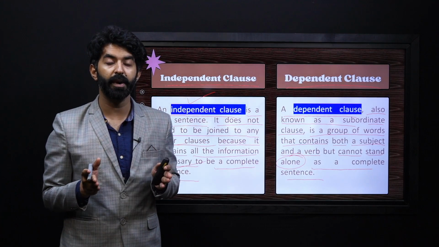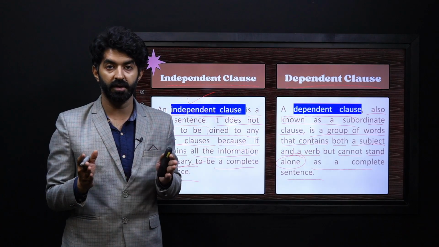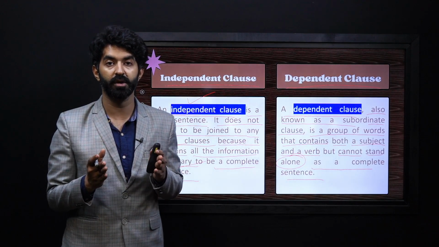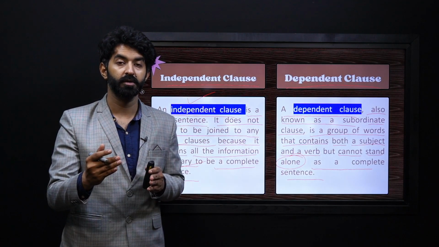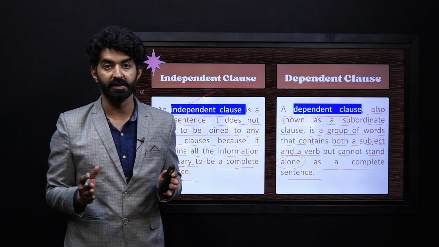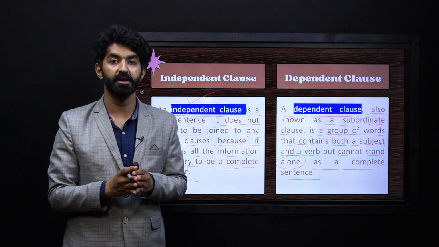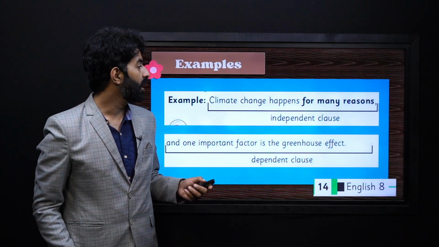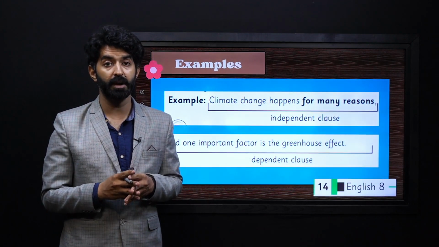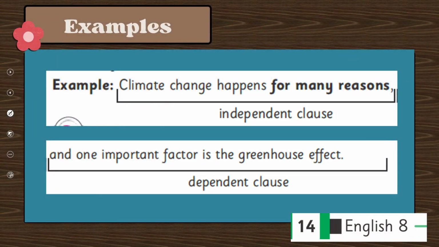If we read a dependent clause, we cannot get the idea of what is being talked about. It needs something to depend on to make complete sense. So this is the difference between dependent and independent clause. Now let's learn from some examples from your book, page 14.